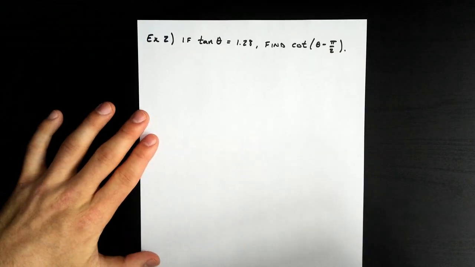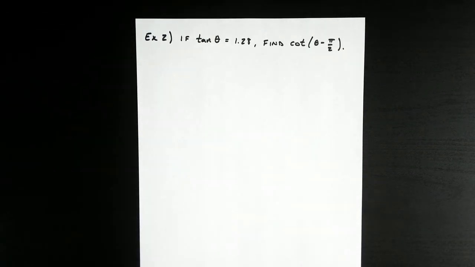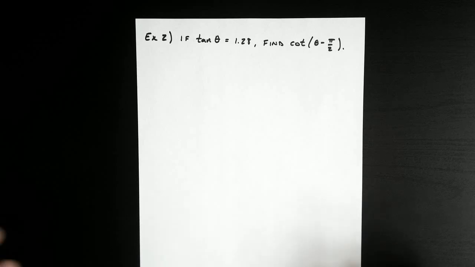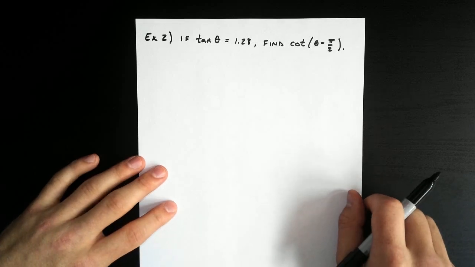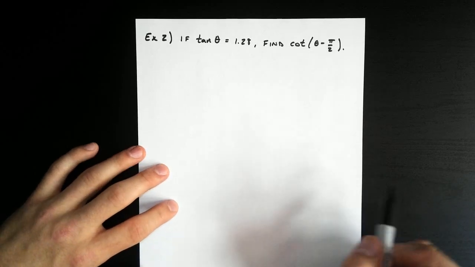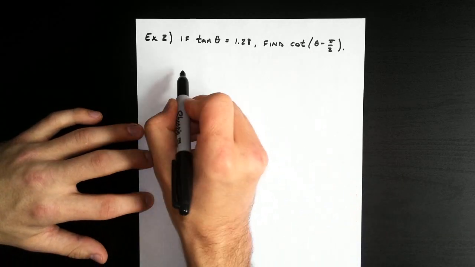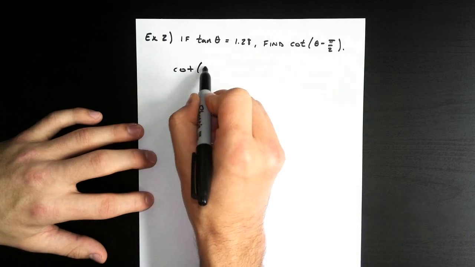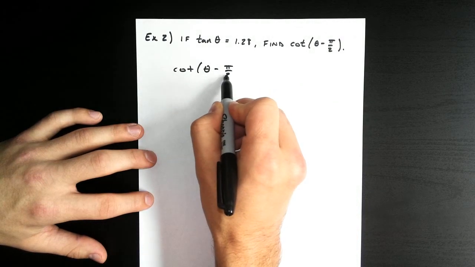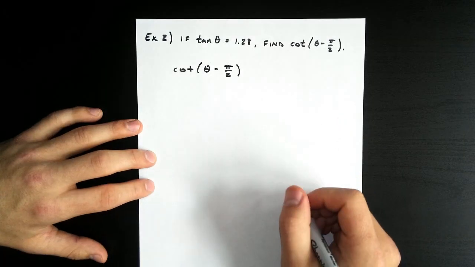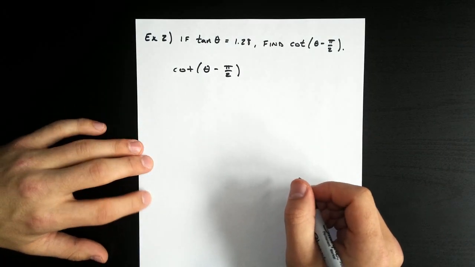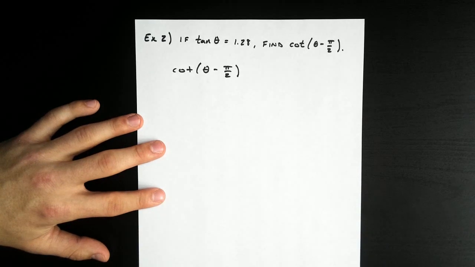Okay. Now let's finish up by taking a look at one example here. So in this example, I'm going to be using our cofunction identities and our even-odd identities. So I'm given a value for the tangent of theta, it's 1.28, and I want to find the value of the cotangent of theta minus pi over 2. So what I'm going to do is just some rearranging here, and maybe a little bit of substitution at the end, so I can figure out what this value is.